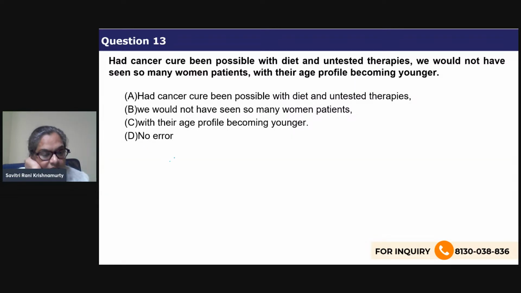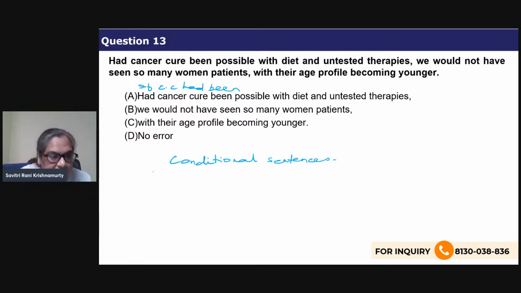So there are quite a few questions in every second year. They ask you questions on conditional sentences. This is an example of conditional. Had is if. If cancer cure had been possible, or had cancer cure been possible. There are three types of conditional sentences.